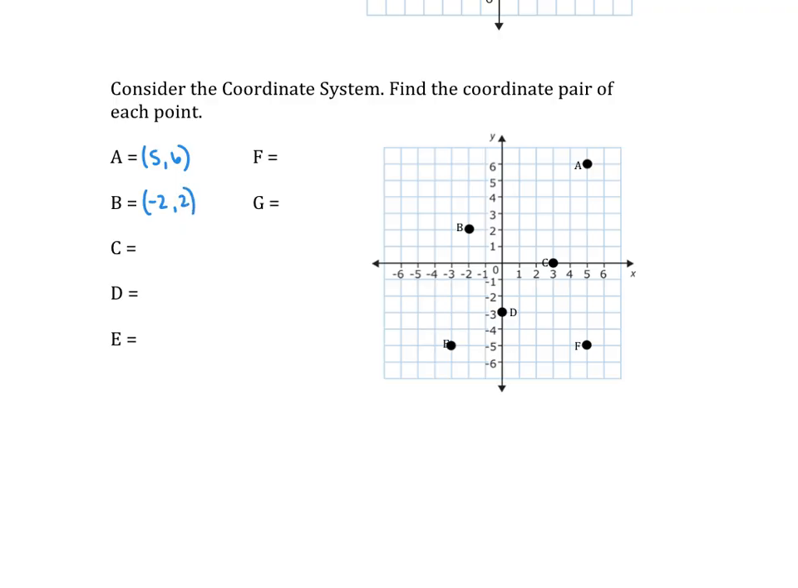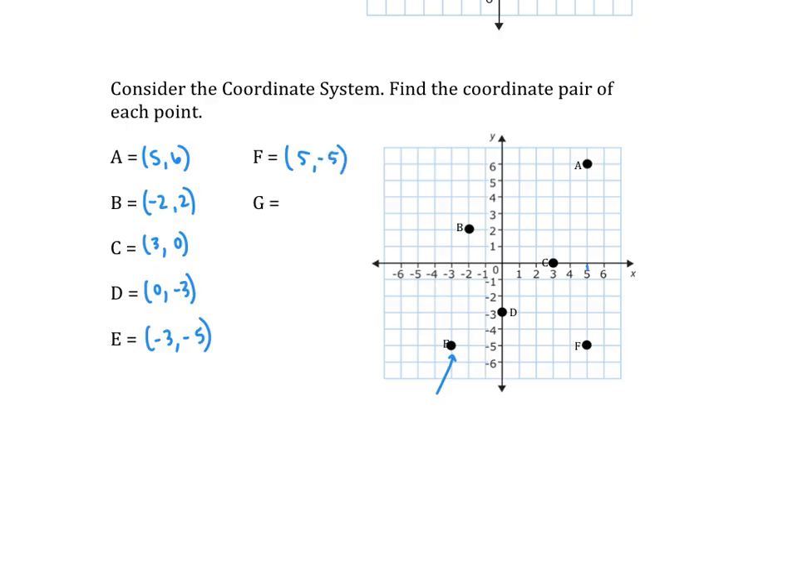Letter C is over 3 units on the x-axis, and that's +3 because we're going to the right, and then it's not up or down anything, so it's just (3, 0). Letter D is to the left and right 0, but then it's just down 3 units, so (0, -3). Letter E here is to the left 3 units, so -3, and then down 5, so -5. Letter F is over 5 units, I can see on the x-axis, and then down 5 units, so (5, -5).